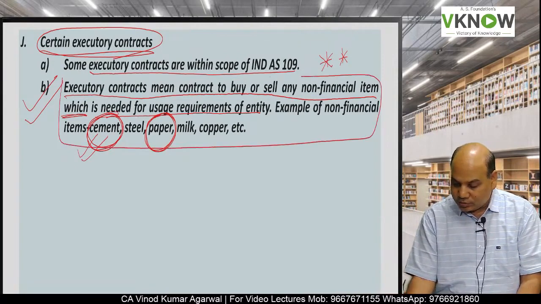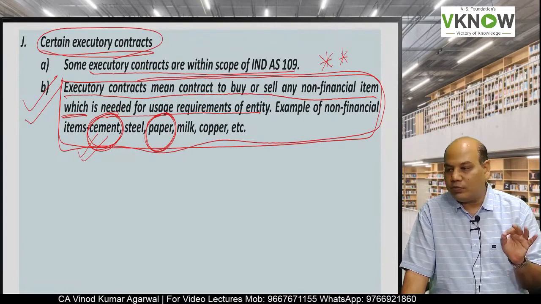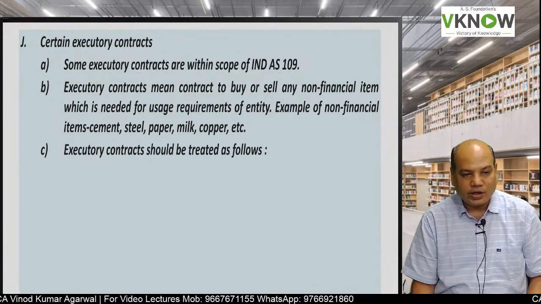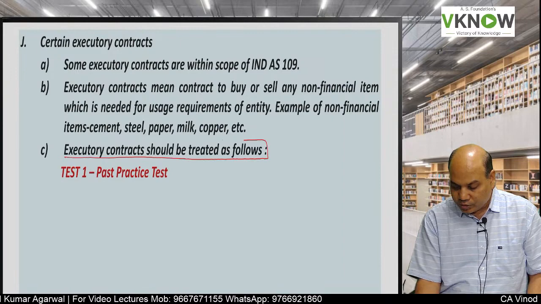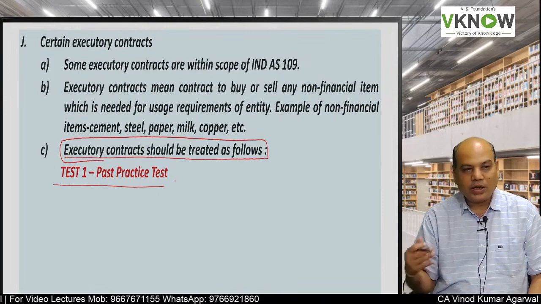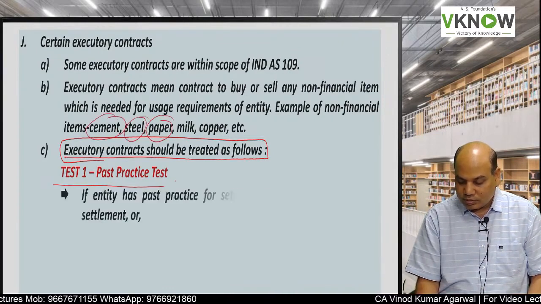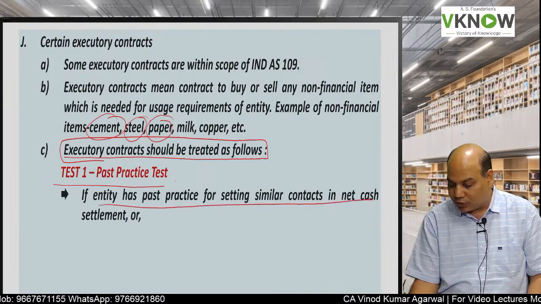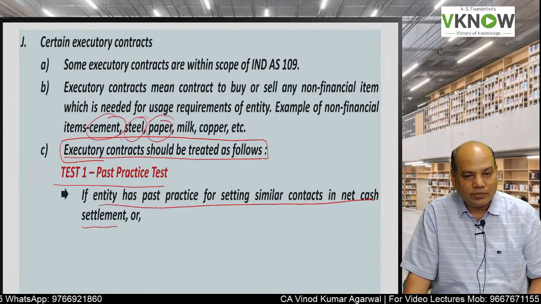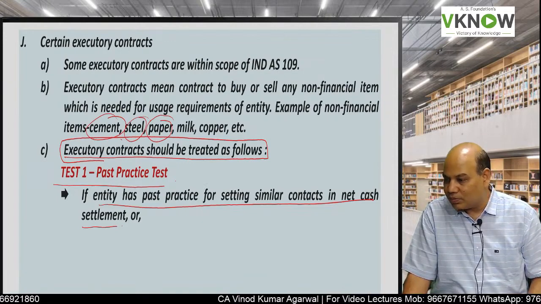A contract entered into today which will be executed in future, whether this will be covered within the scope of this standard or not. Please reply whether this will be covered by the standard or not. So here my answer is, first we'll apply what is called the past practice test. Like, I am a teacher, I have nothing to do with paper or steel or cement. I have the practice of entering into such contracts with net cash settlement. That means I only receive or pay the difference.